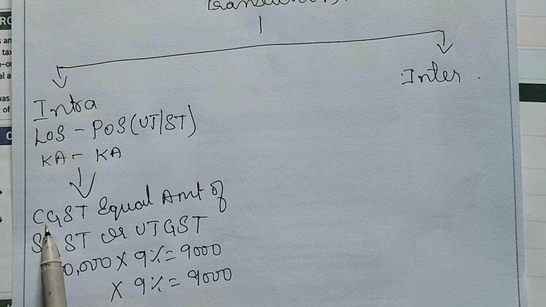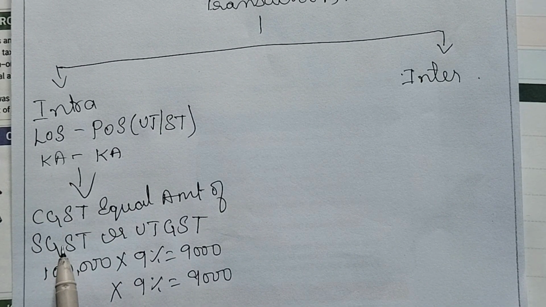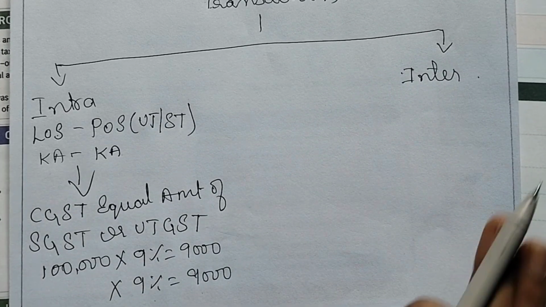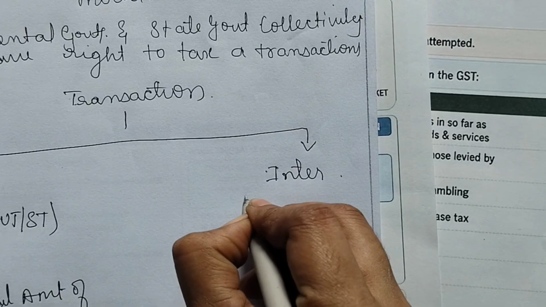Then CGST will be collected with an equal amount of SGST, or if it takes place in a UT, then UTGST will be collected. That is 1 lakh into 9% is 9,000. Again 1 lakh into 9% is 9,000. Equally distributed, and it will be collected by the respective state government. What is interstate transaction?